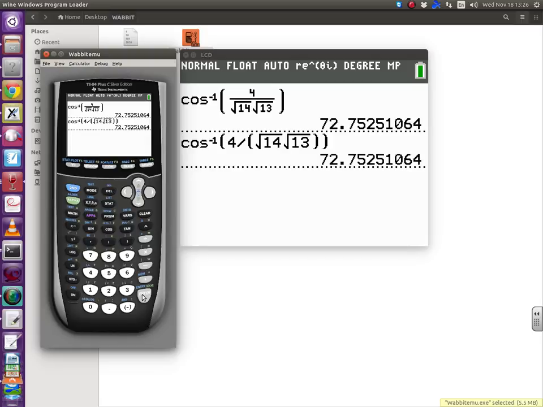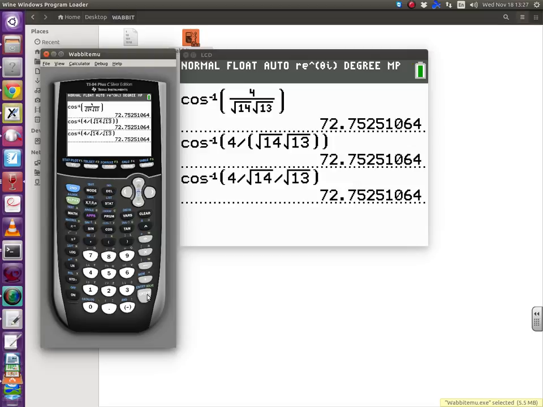I do this though a lot. Inverse cosine of 4 divided by rad 14, get out of the rad, also divided by rad 13, get out of the rad, close the arc cosine, same thing. Any one of those ways is fine. All right, so 72.753 degrees roughly.